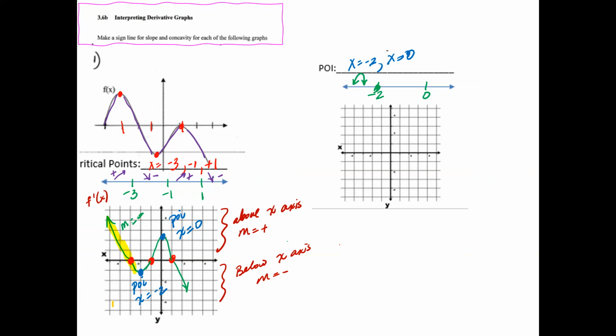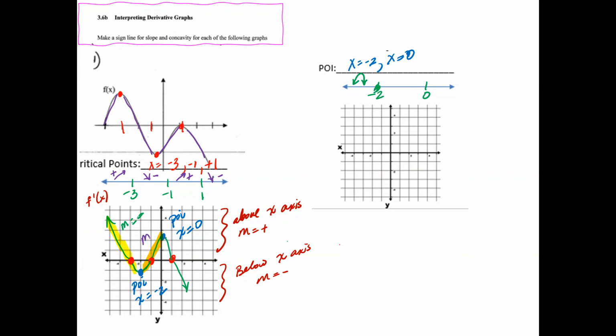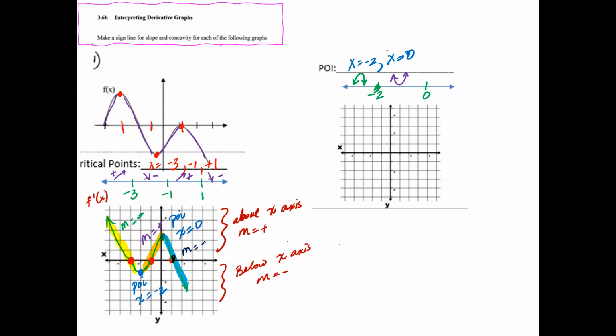Then we're going to take a look in between -2 and 0. So here's -2 to 0. Oh, it's a positive slope. So if the slope is positive, you know it is concave up. And then we'll take a look at after 0, and it's going back to negative again. So what that means is it is concave down.